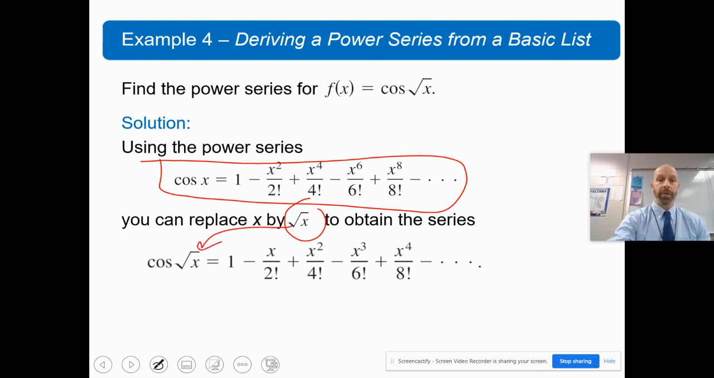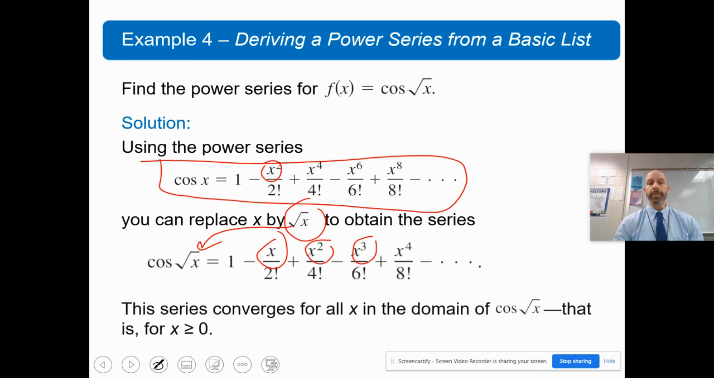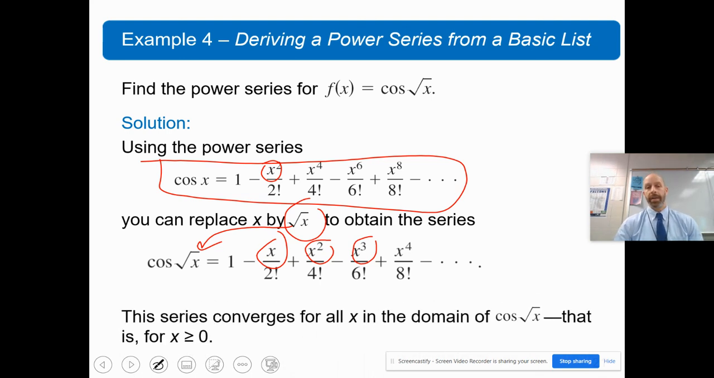So all I'm now doing is, instead of x squared, I'm going to do the square root of x, squared, which is just x. And then to the fourth, that's going to be x squared. And to the sixth, that's going to be x cubed. And we can go ahead then; this series is going to converge for all x in the domain of the cosine of the square root of x, and that is for all x greater than or equal to 0. Remember, we're dealing with square roots, so we need to make sure that those square roots stay non-negative.